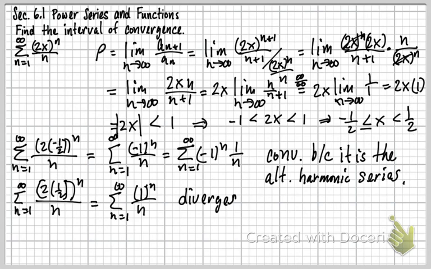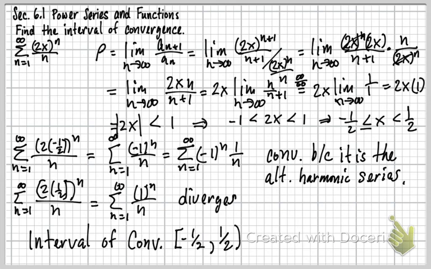So let's write this interval of convergence out now. That interval of convergence includes the negative 1/2, so I use a bracket. Remember, a bracket means it includes it. And to 1/2, I don't include the 1/2, so I use a parenthesis there. So this would be our answer for this problem.